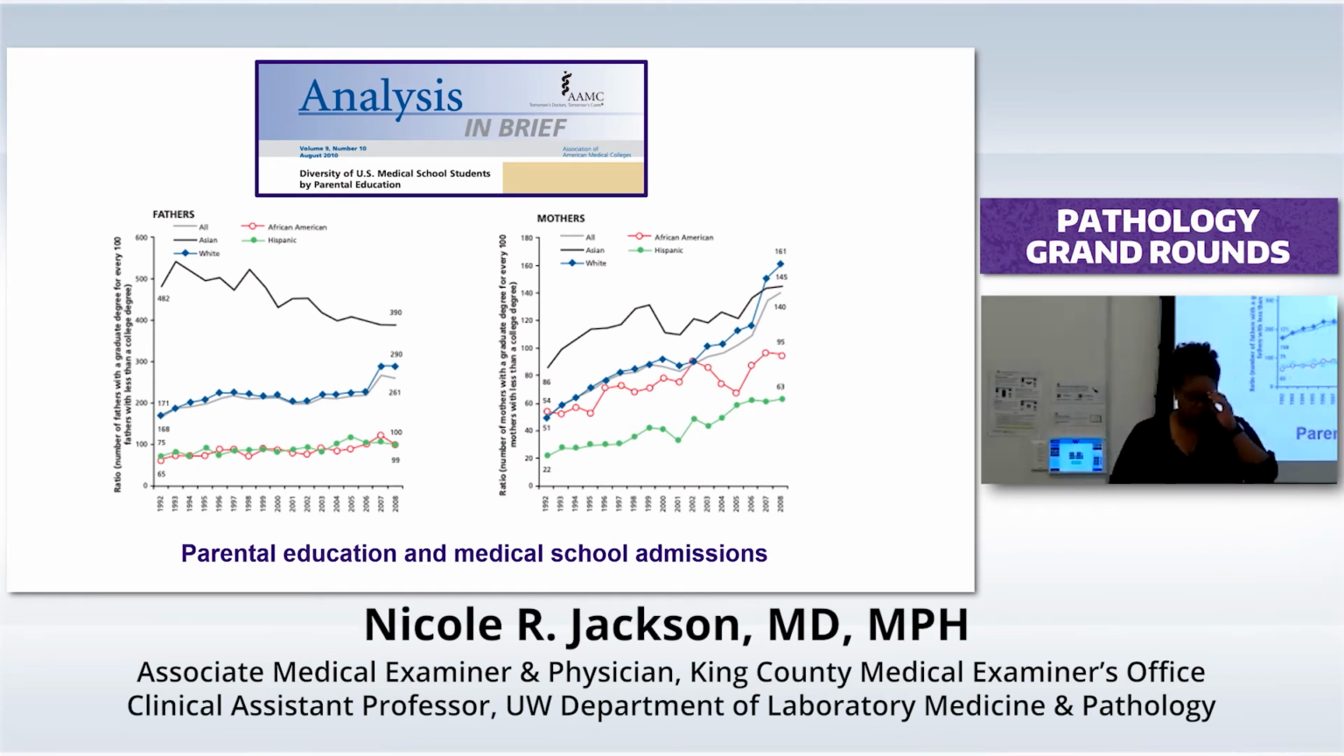Translating this to medicine, this is from the AAMC. They've done a lot of analysis. They're trying to work on diversifying medicine and addressing the root causes. Here you can see these two charts. On the left are the fathers, on the right the mothers. You can see African Americans, the red lines, and Hispanics, the green, far below those of other races in America.